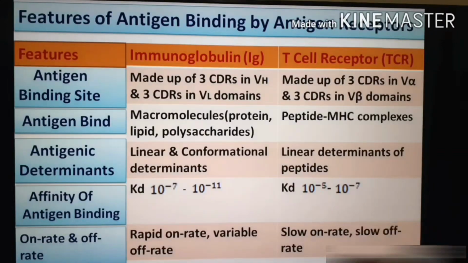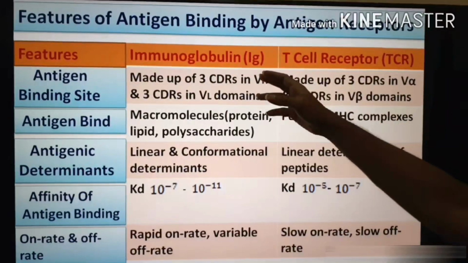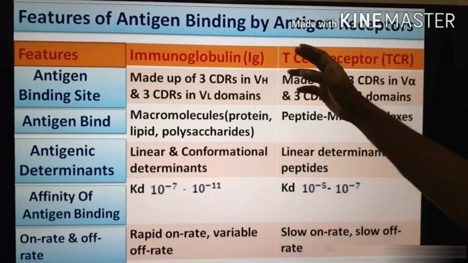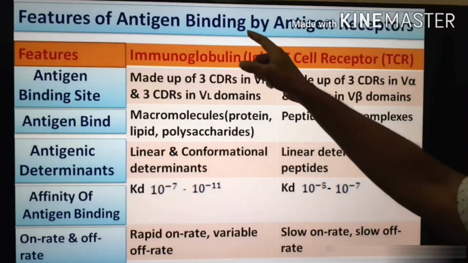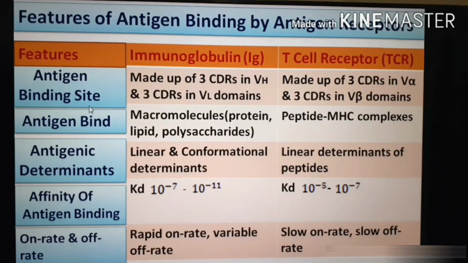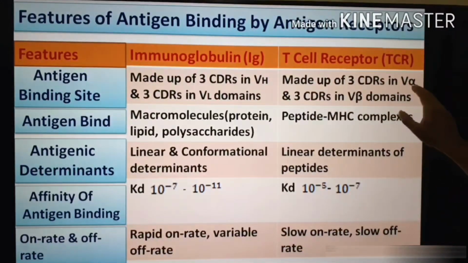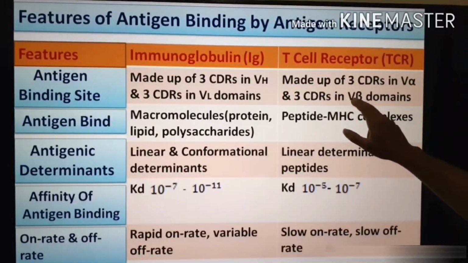So the next difference between the antigen receptors, Ig meaning immunoglobulin or antibody, and T cell receptor. Now it is showing the difference or features of antigen binding. The antigen binding site is made up of 3 CDRs in VH, meaning variable heavy, and 3 CDRs in variable light domains. So these 6 CDRs make a site where the antigen can bind. In the case of T cell receptor, you can see it is also made up of 3 CDRs in V alpha and 3 CDRs in V beta domain.